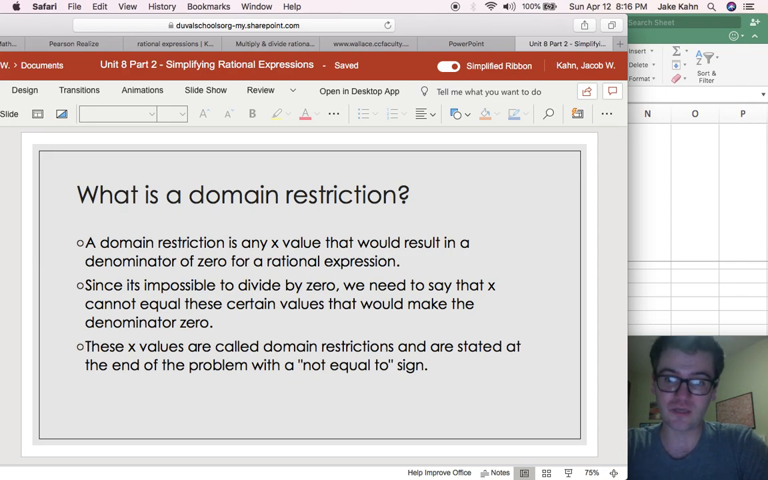If x can't be equal to 0 because it would set the denominator in the problem at any point equal to 0, at the end of the problem, excuse me, you are going to write x cannot be equal to, equal sign with a slash in it. I'll show you what that looks like shortly. 0.